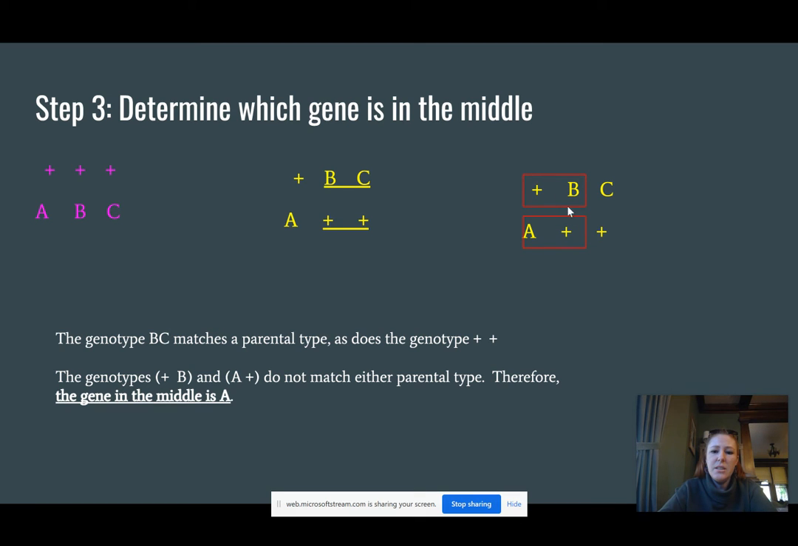If you look at the double crossovers, you can also think of it this way: this plus B part does not match this parental type, and in the same way, this A plus part does not match a parental type. So since plus B and A plus don't match either parental type, we can tell that A is where the difference is. So the gene in the middle is A.